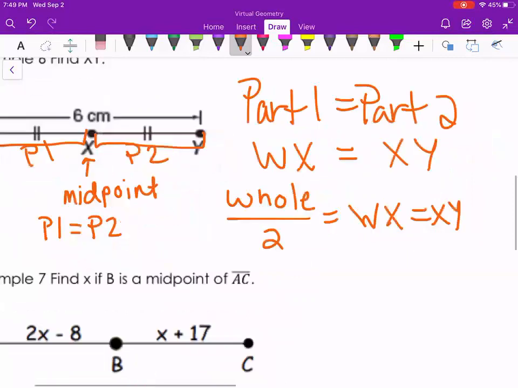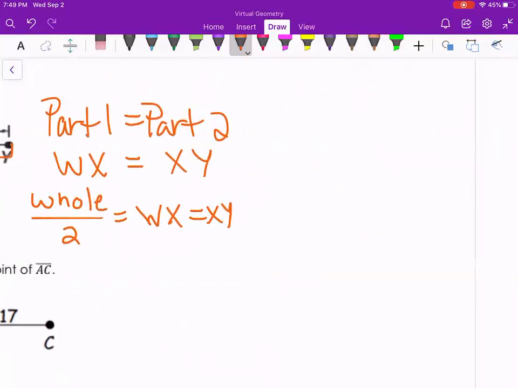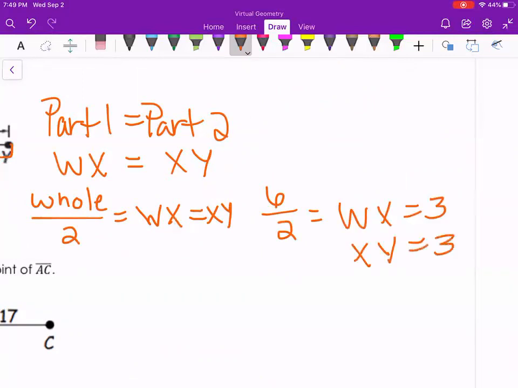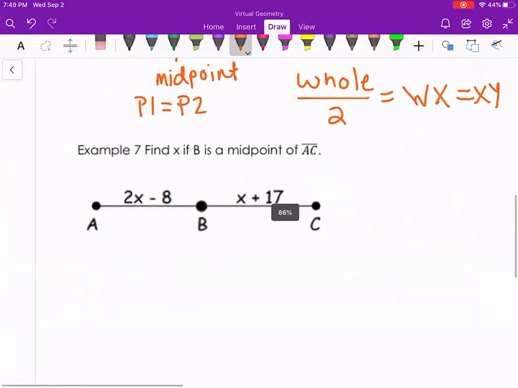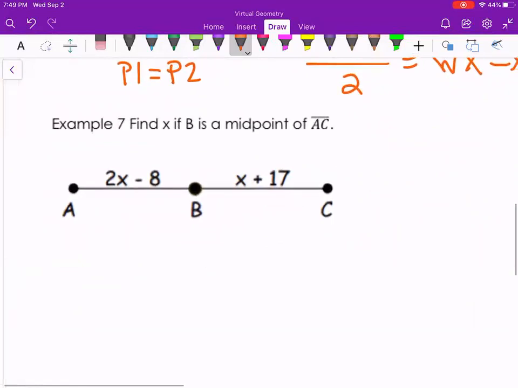So let's do that and see what we get. So if the whole thing is supposed to be a 6, I'm going to divide that into two equal parts, which means my WX is a 3, and so is XY. And 3 is what I needed for XY. All right, let's look at our last example, example 7.